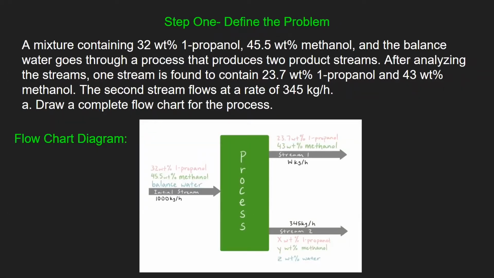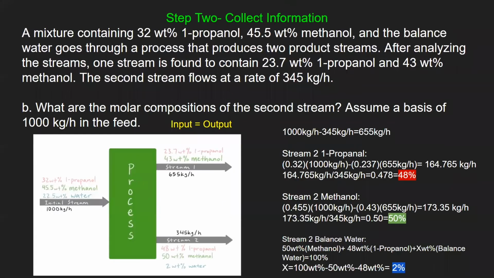So part A wants us to create a flow chart for the process, and the flow chart serves as our step one since it defines the problem in breaking up what data we're given and what data we need to find. So we can see that we need the flow rate and the molecular composition, since part B asks us to solve for the molecular composition of the second stream. The input stream has to equal the output stream.